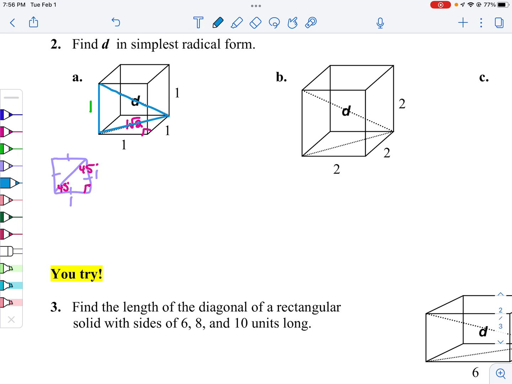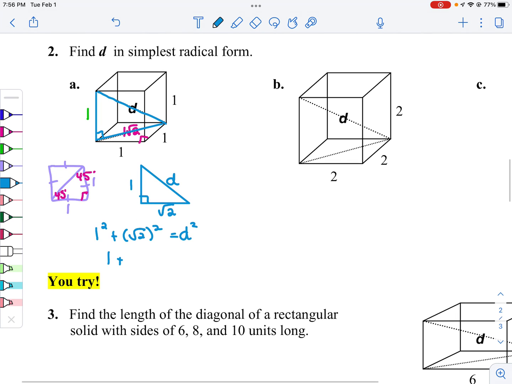It's got one side of 1 and one side of root 2. So if you're having trouble seeing it, you can draw it separately. So I have a 1 and I have a root 2 and I have this diagonal. If I do the Pythagorean theorem, 1 squared plus the square root of 2 squared equals d squared, I'm going to get 1 plus 2 equals d squared. 3 is d squared. So that diagonal has a length of the square root of 3.